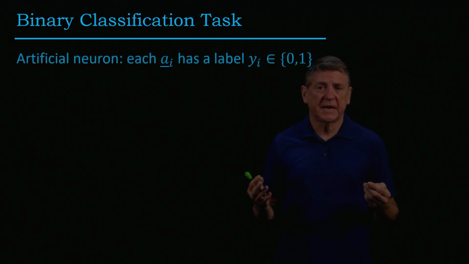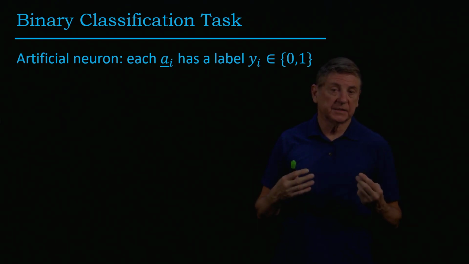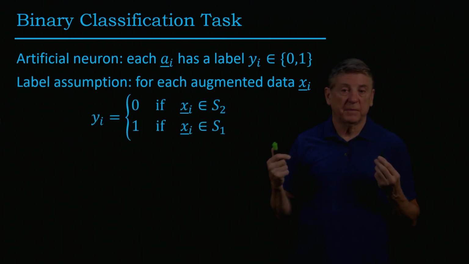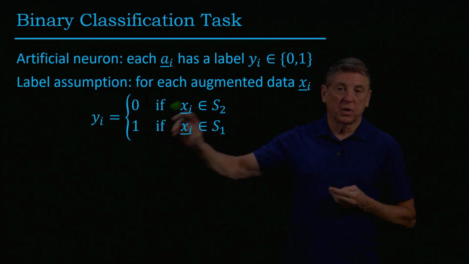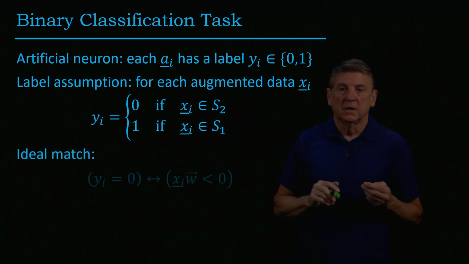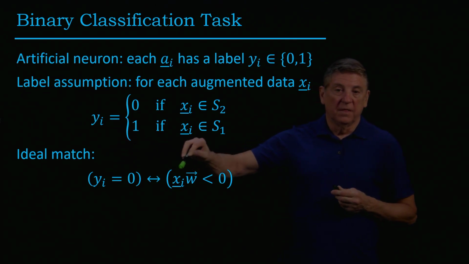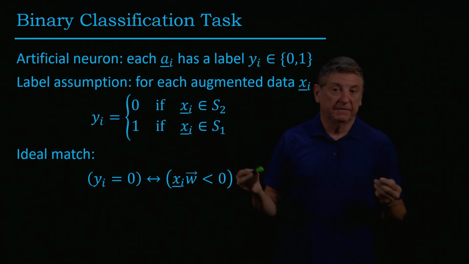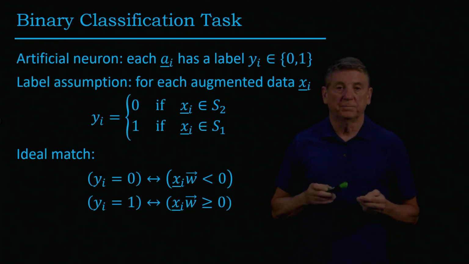Our binary classification task is that we want to be able to produce classes that are exactly equal to the labels. So our assumption is that for every one of these augmented data, we'll say that it's in set 1 if the label is 1 and 0 otherwise. So the ideal match is that when the label is 0, the linear response is less than 0, and if it's 1, then that corresponds exactly to when the linear response is greater than or equal to 0.